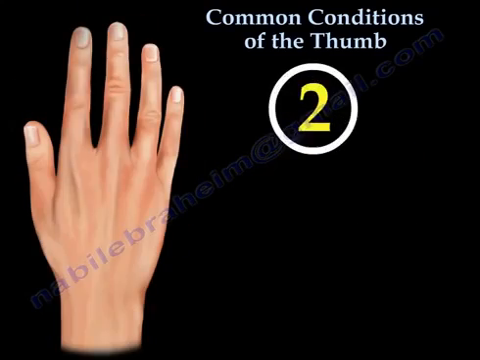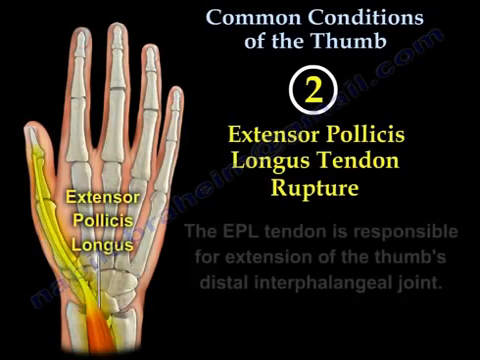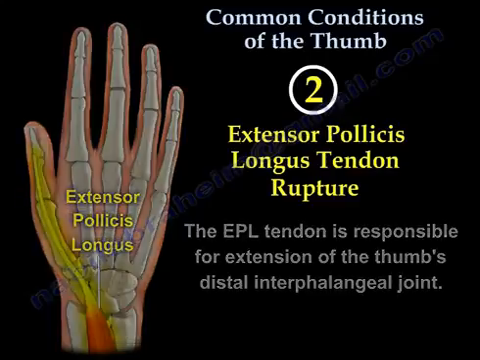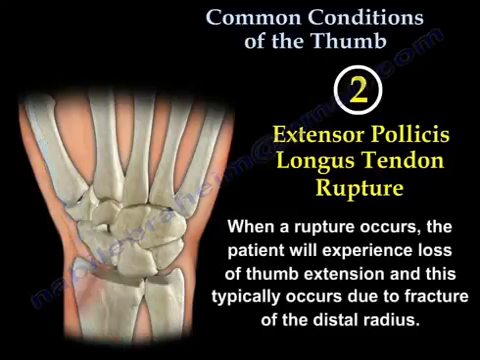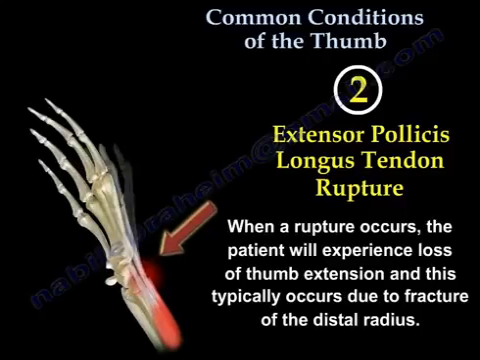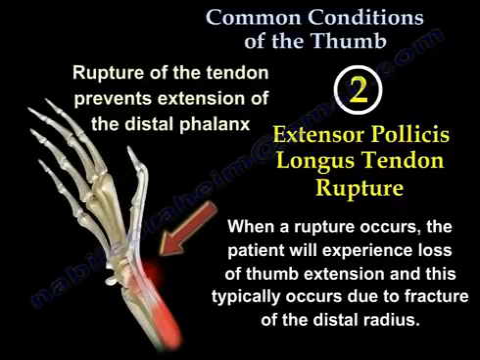Another condition called extensor pollicis longus tendon rupture. The tendon is responsible for extension of the thumb, especially the distal interphalangeal joint. It occurs usually with fracture of the distal radius that is not displaced, and when it happens, the patient will not be able to extend his thumb.